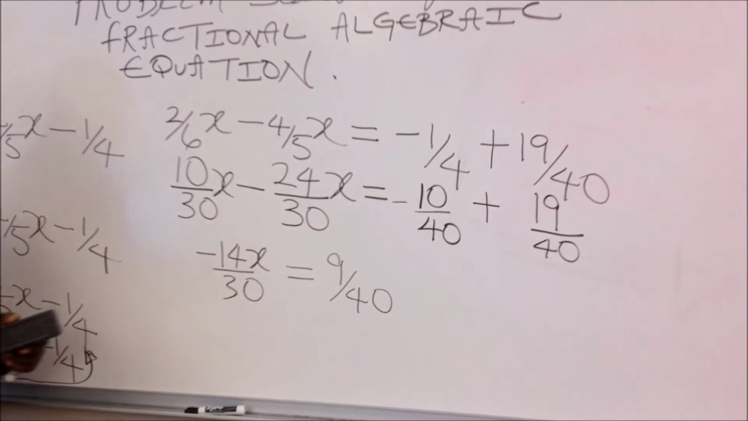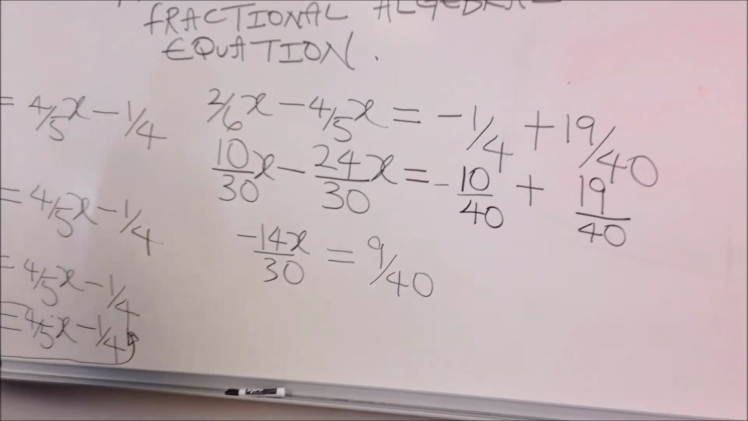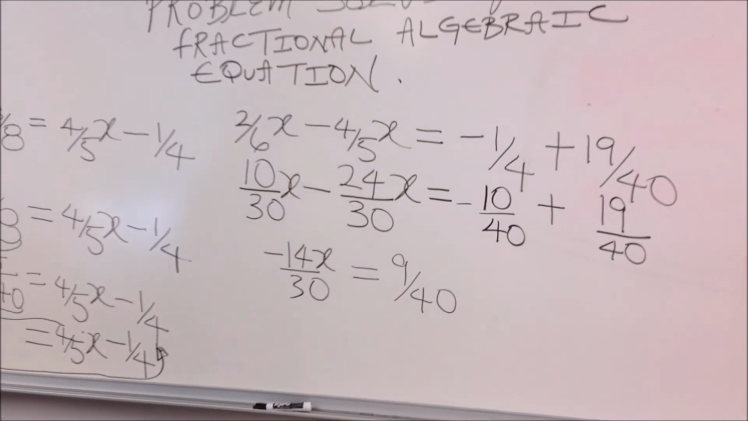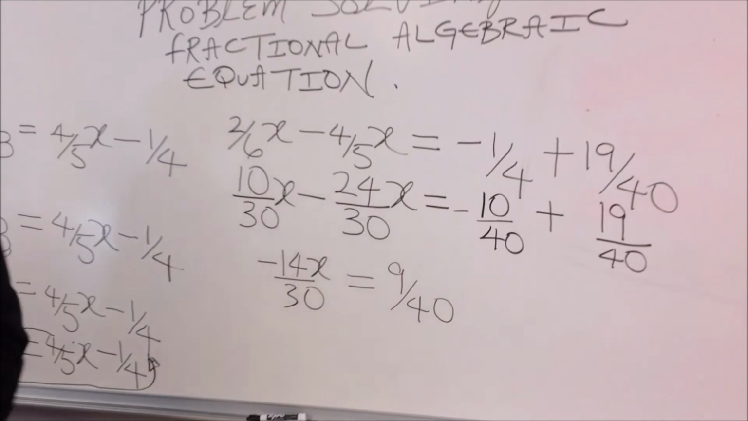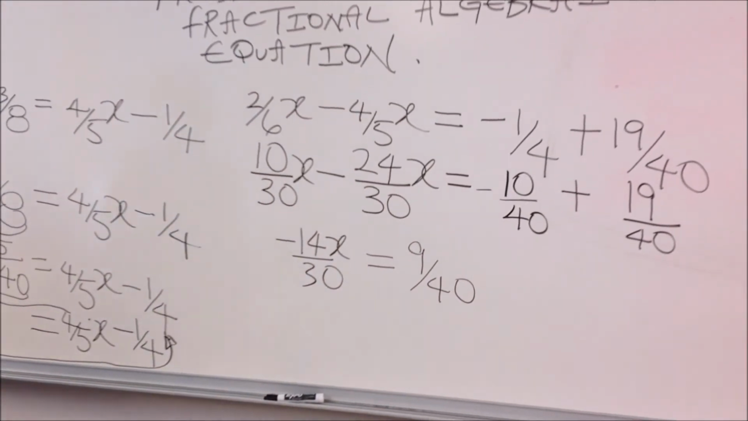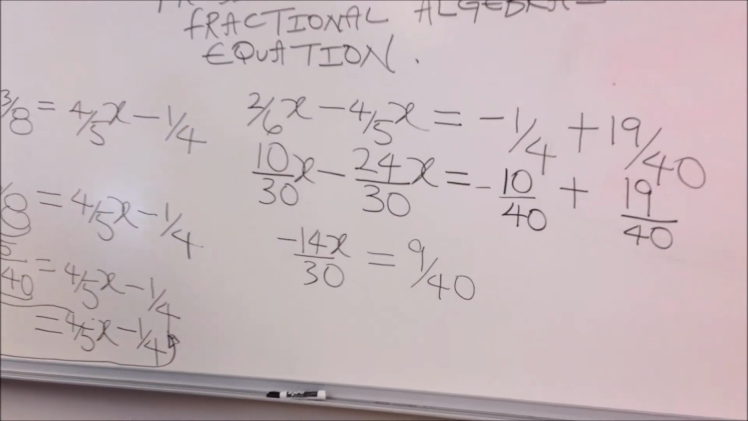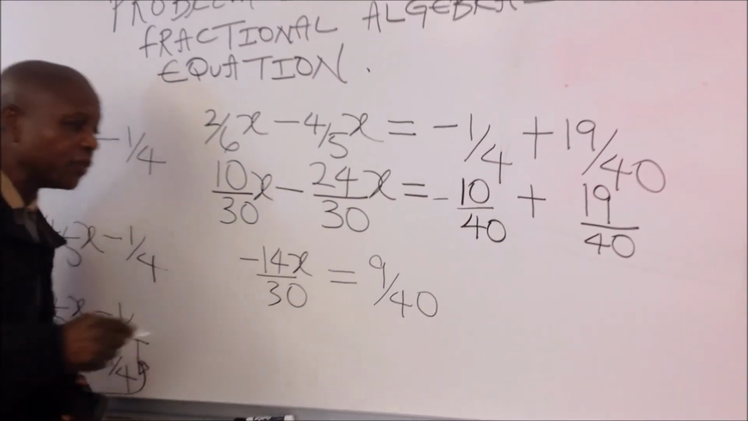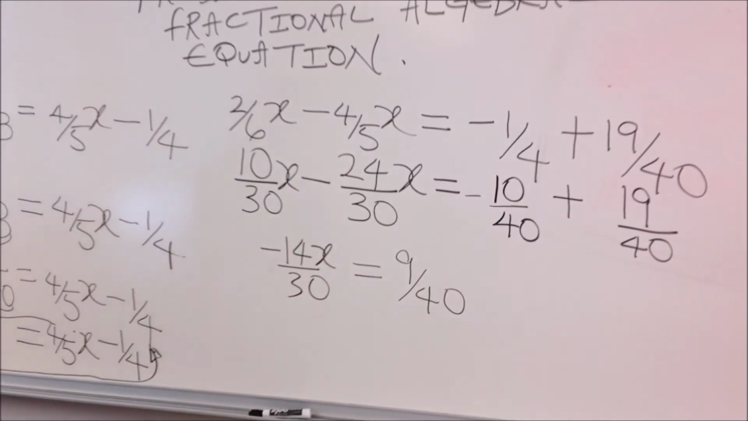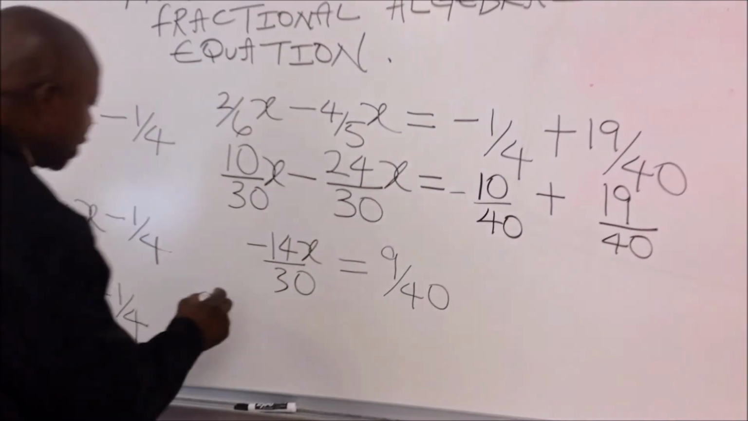All right, we can divide both sides by negative 14 over 30, right? Or we can multiply both sides by the reciprocal of negative 14 over 30. Which one do you want? Multiply. Mr. Cristobal said, let's multiply. So let's multiply both sides by the reciprocal. What is the reciprocal of negative 14 over 30? 30 over negative 14. Thank you, Mr. Cristobal. Okay, so let's do that.